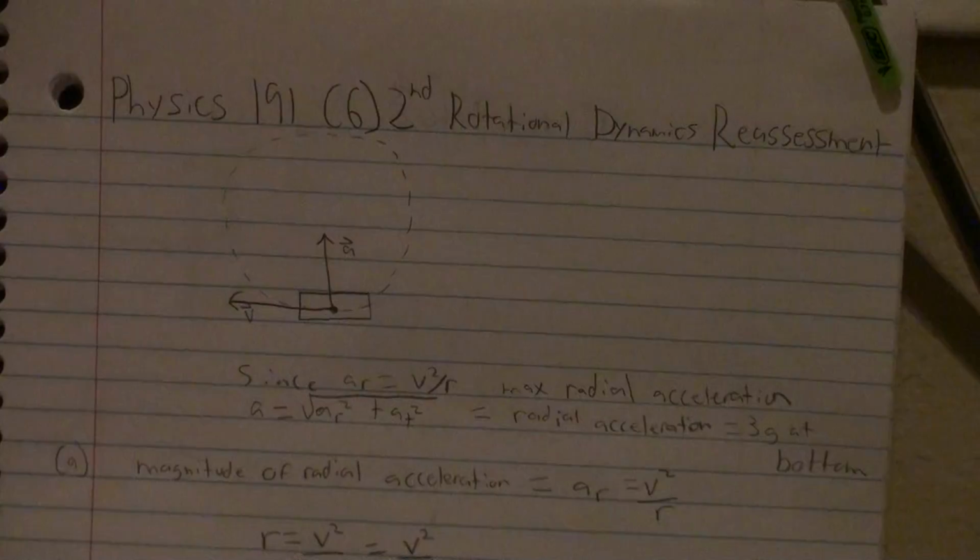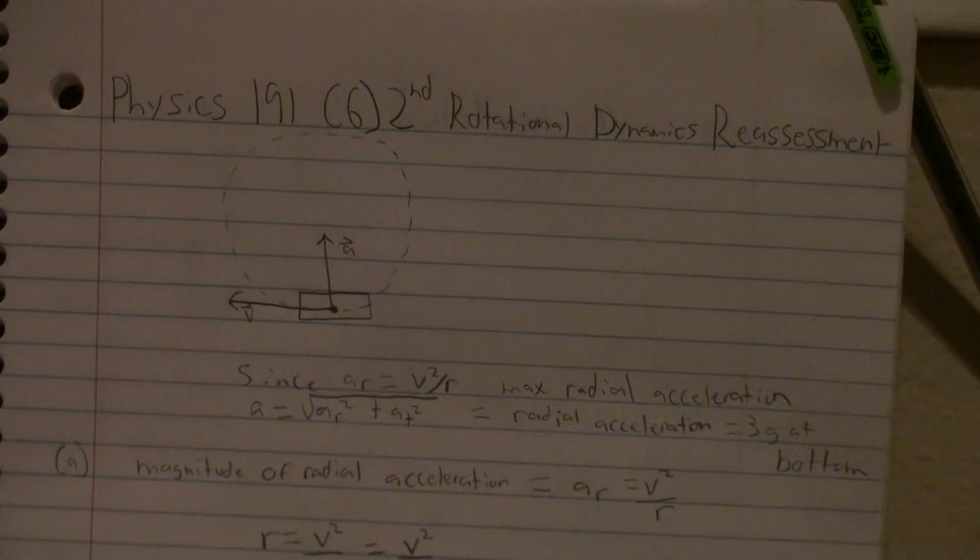Part B is, what is Dave's apparent weight at the bottom of the circular path? Express your answer in terms of his true weight. Well, for the minimum radius, we can use the maximum possible radial acceleration, since a sub r is equal to v squared divided by r. And for the maximum radial acceleration, the tangential acceleration must be 0.